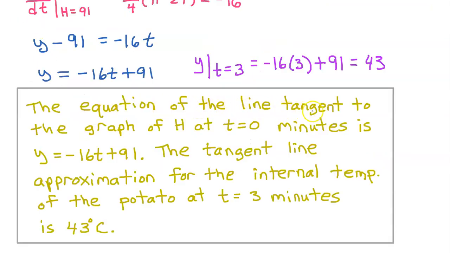The equation of the line tangent to the graph of h at t equals 0 minutes is y equals negative 16t plus 91. The tangent line approximation for the internal temperature of the potato at t equals 3 minutes is 43 degrees Celsius.